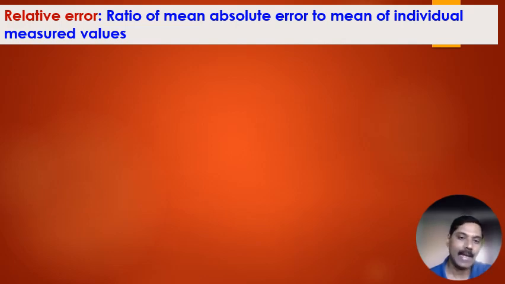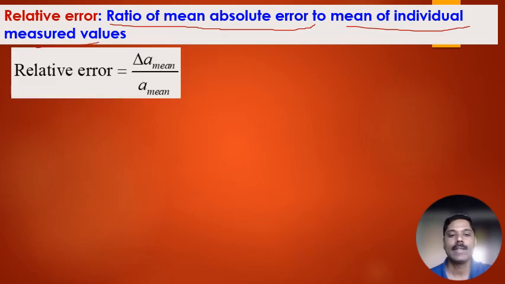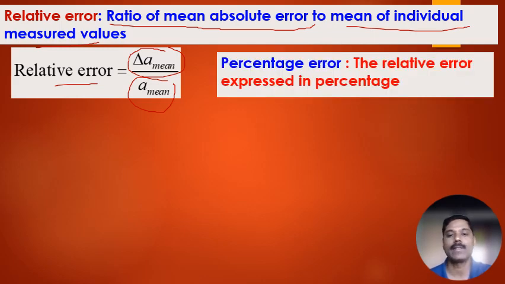Relative error is the second type of error, which is defined as the ratio of mean absolute error to the mean of individual measured values. That is, relative error is equal to delta A mean divided by A mean. So we take the average of all the absolute errors, that is delta A mean, and we divide it by the average of all individually measured physical quantities.